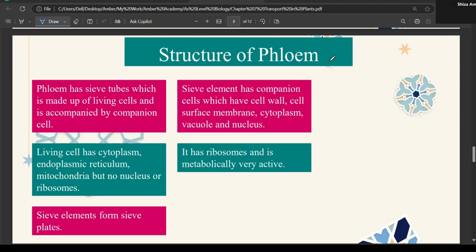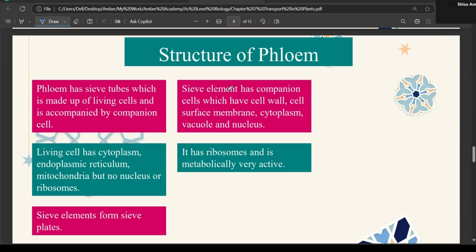So now we are going to study the other half of the topic, which is based upon the conduction of food. We have talked about the conduction of water. Now we are moving towards the conduction of food, that is, how food is conducted or transported within the plant. And initially, we know that it is synthesized by the mechanism of photosynthesis.